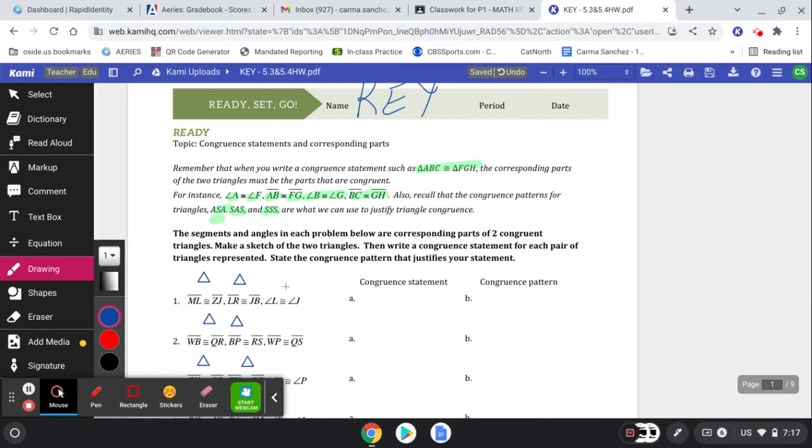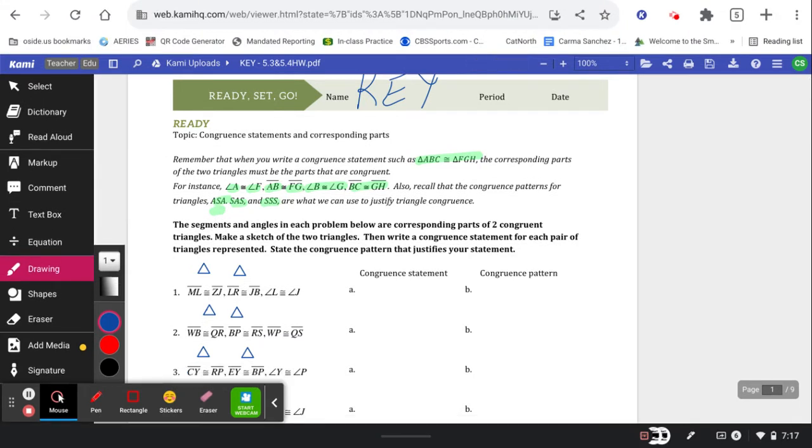Okay, so looking at the first set of triangles, it tells us that ML is congruent to ZJ. So in the first triangle, I'm making ML on the left like that and to the right. So that's the first side. And then I'm going to make ZJ corresponding in the other one. So do you see how so far I know where those two things are? And then LR is congruent to JB. And angle L and angle J are congruent. So now I can make my congruence statement.